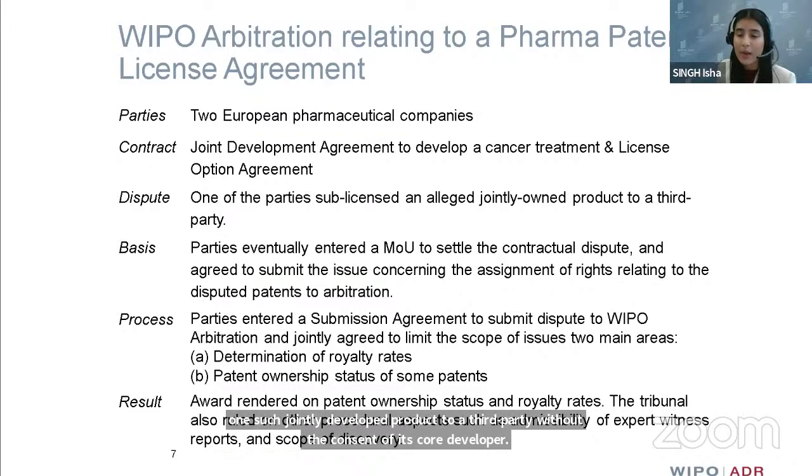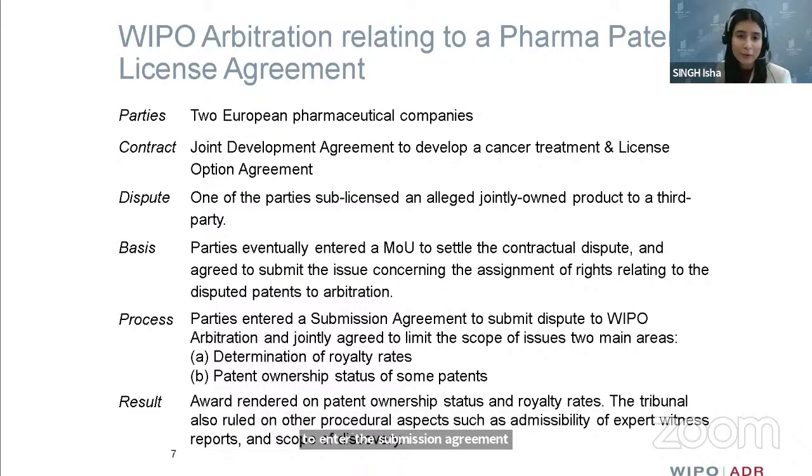Here, the parties decided to enter a submission agreement to refer the matter to WIPO arbitration, and they jointly agreed to limit the scope of issues that would be subject to the tribunal's determination to 2 main areas, which consisted of, A, the financial elements such as sub-license revenues and royalty rates, and second, the co-ownership status of the 3 specific jointly developed patents. Now, during the arbitration proceedings, the 3-member tribunal also ruled on several other procedural aspects, such as admissibility of expert witness reports and scope of discovery, while rendering a final award on the patent ownership status of the patent in dispute, as well as the royalties.